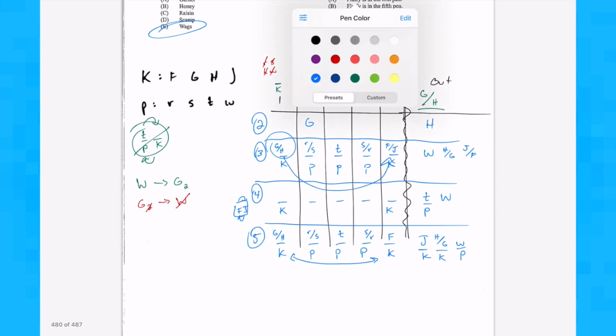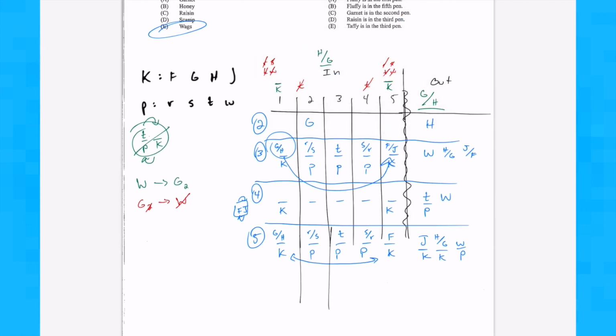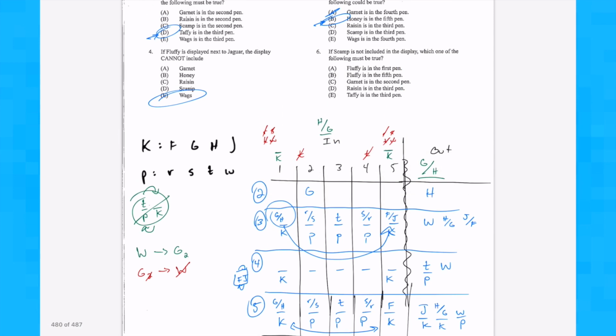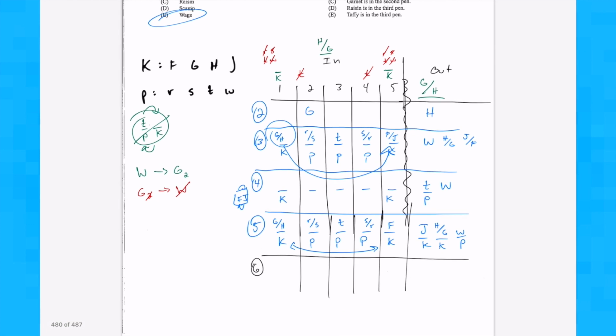We do need to kind of extend our diagram a little bit here. We've got specific question number 6. Oh my gosh, I'm doing it in the wrong color. Forgive me. If Scamp is not included in the display, which of the following must be true? So number 6, if S is on the outside, S obviously being a puppy. So I'll go ahead and bring up K. Oh gosh, they're not all kittens. 1 and 5 are kittens. What must be true if Scamp is on the outside?